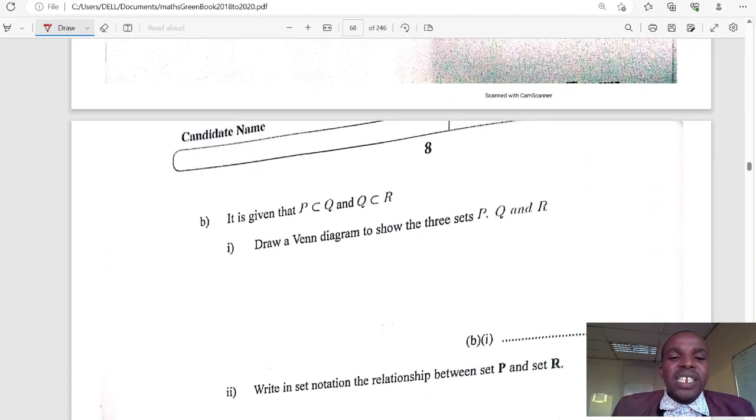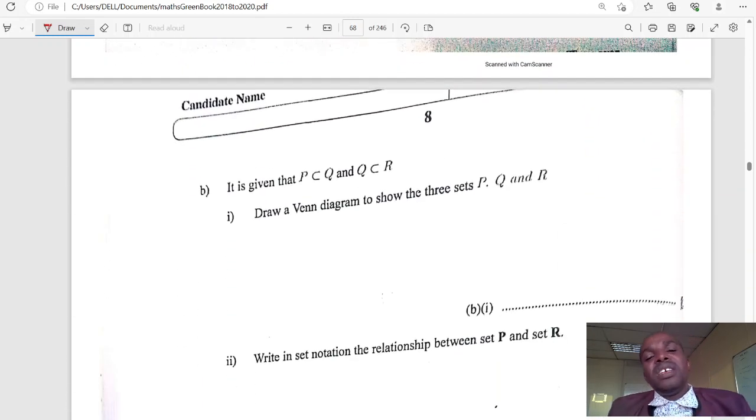Done. Next, it is given that P is a subset of Q, and Q is a subset of R. Then draw a Venn diagram to show these three sets P, Q, and R. Right, P is a subset of Q, which means P is found inside Q. We have 3 sets here.